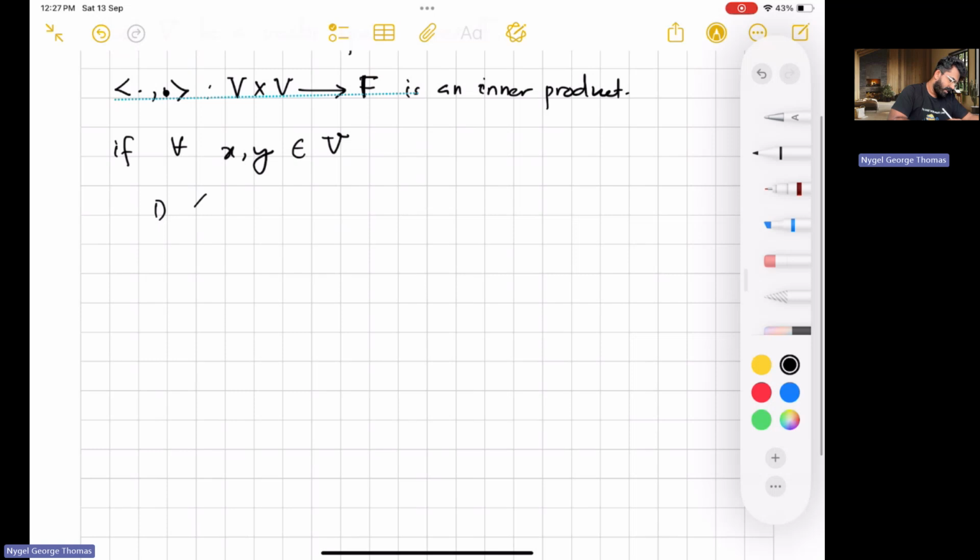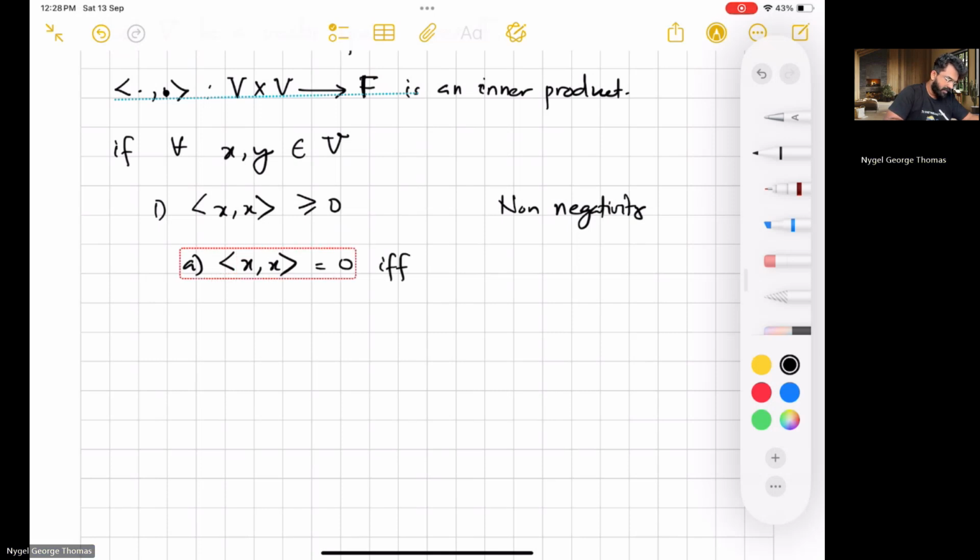first it has to satisfy the non-negativity property, which we had similar to norms. Then we have 1a, which is the positivity property. The inner product of a vector with itself is 0 if and only if x is equal to 0. This is known as the positivity property.